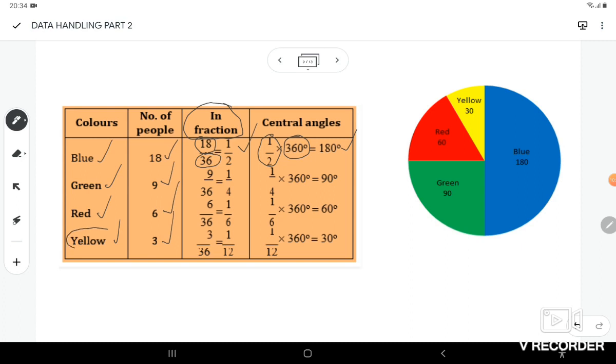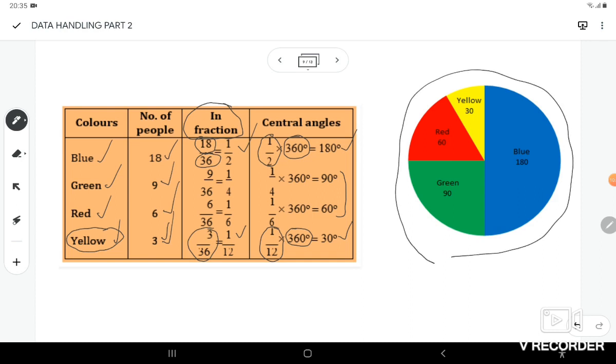Similarly, you can find the central angle for yellow, where the number of people who preferred yellow is 3. So 3 divided by 36 gives the fraction as 1 by 12, and 1 by 12 multiplied by the total angle of the circle, 360 degree, is equal to 30 degree. And similarly for green and red, you can find the central angle. And on the right hand side of the screen, you can see the pie chart or the circular chart.